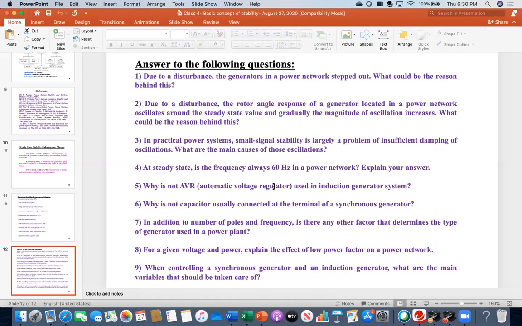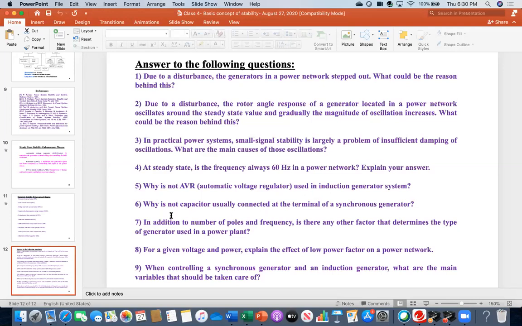So you know that in the exam I will be asking you in a different way. Why is AVR used with the synchronous generator? Today I am asking in that way, but in the exam I will ask in a different way. So you have to understand these answers.